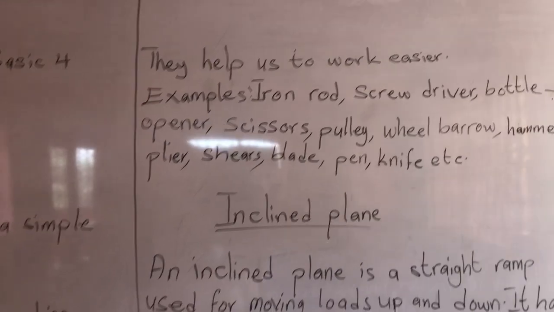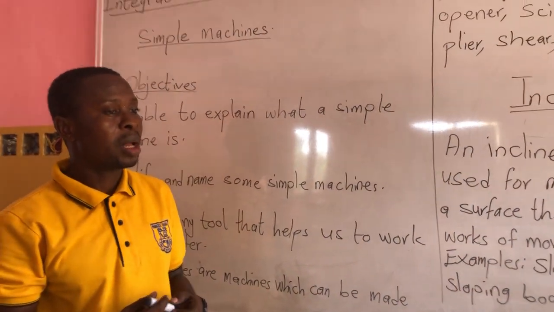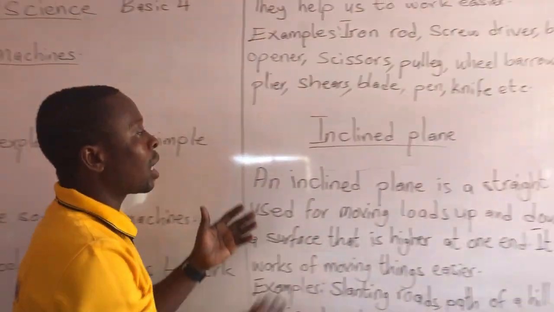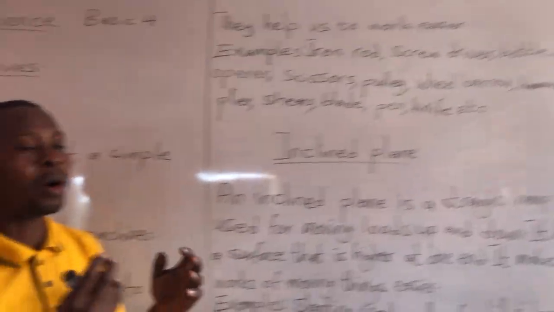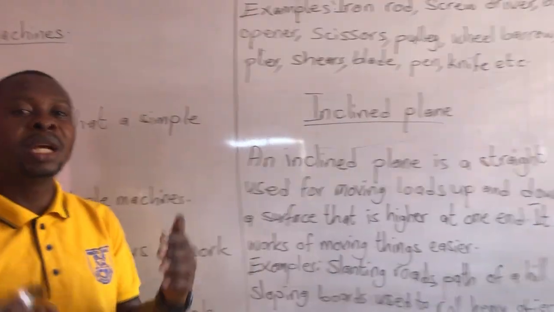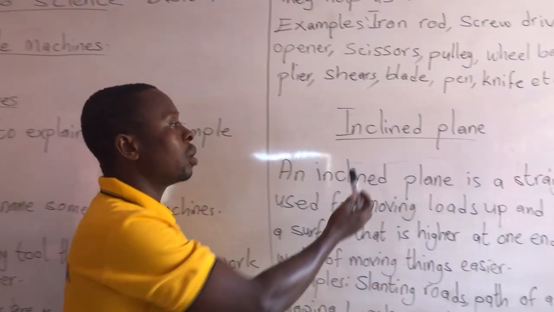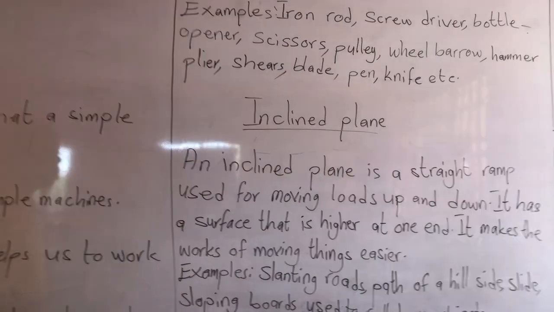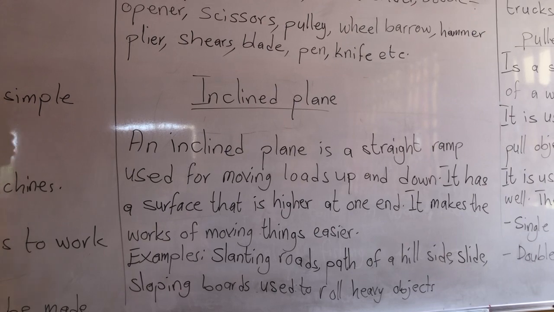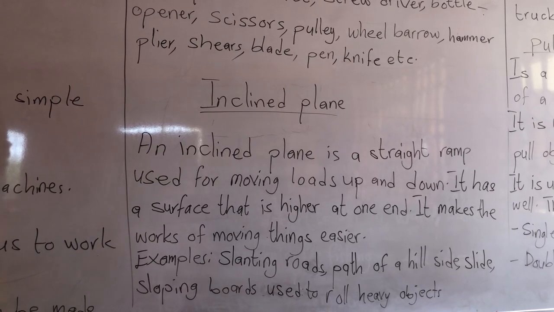Now, as we are done with the examples of simple machines, in our lesson we are going to talk about three examples of simple machines: the inclined plane, the pulley, and levers. Let's start with the inclined plane. An inclined plane is a straight route used for moving loads up and down.